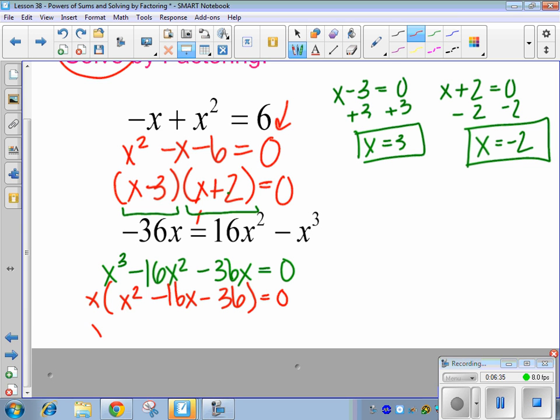And now we can factor x, x. All right, now what are my numbers? I want to multiply to negative 36 and add to negative 16. Yeah, Paige. Plus 2, negative 18. Perfect.